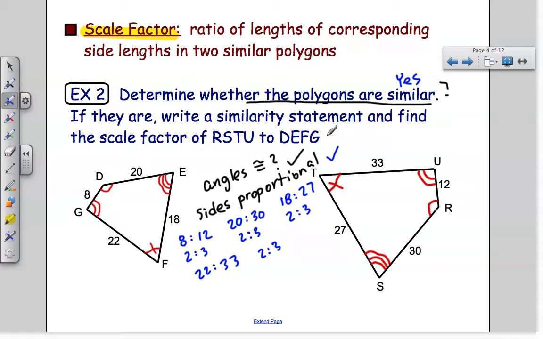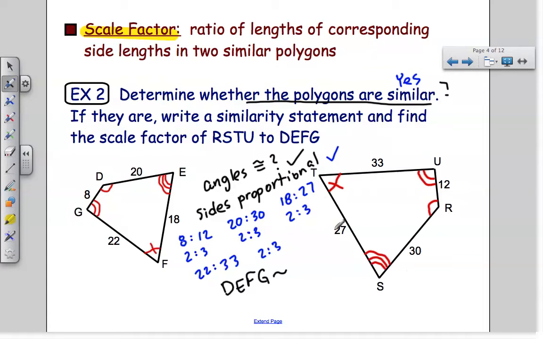So, write a similarity statement. All right, I will. I will say that DEFG. Again, I could name that a lot of different ways, but the important thing is I named the second one in the correct way. Is similar to, remember that symbol? I started with the 1 arc to 3 arc and continued around. Do the same here. Start with 1 arc to 3 arc.